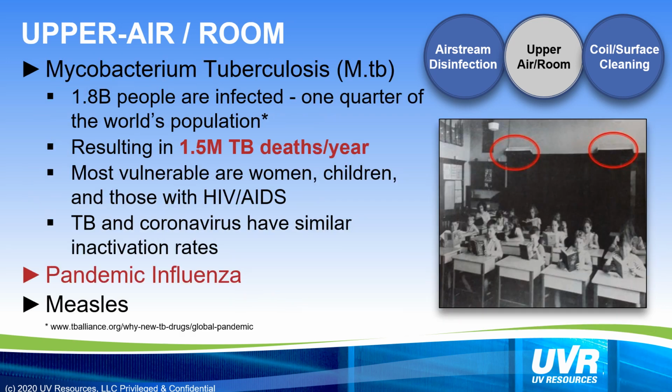Upper room UV fixtures have been around for about 80 years. The picture here on the right is actually from the 1940s, and this is in classrooms in the United States for the control of measles. You can see them in the background here. But really, upper room fixtures have been used for 80 years to help control tuberculosis. It's amazing to me that a quarter of the world's population is already infected with tuberculosis, and we have 1.5 million deaths per year. The inactivation rate of a coronavirus and tuberculosis are not much different. So if you size a system for tuberculosis, you can easily size it for a coronavirus.